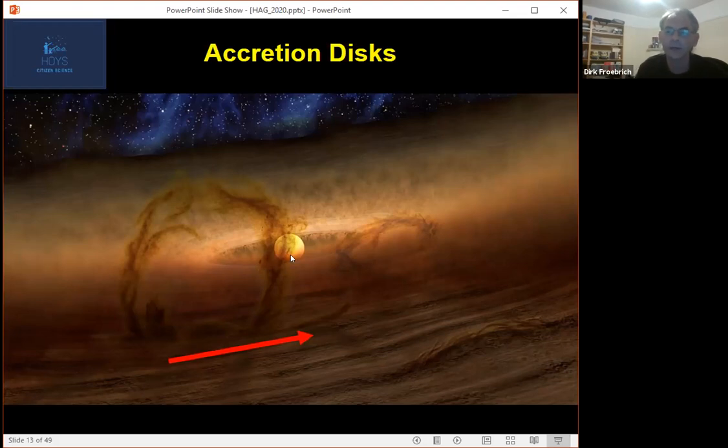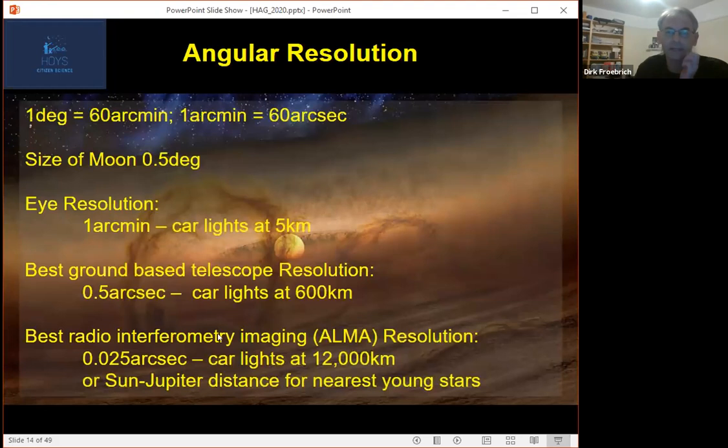So we are 500 times better in terms of the resolving power than the best instrumentation that we have and will have for the next couple of years. So in terms of how much better that is, I always use this example in all the talks in terms of resolution. So you know the size of the moon on the sky is about half a degree. That gives you a start point.